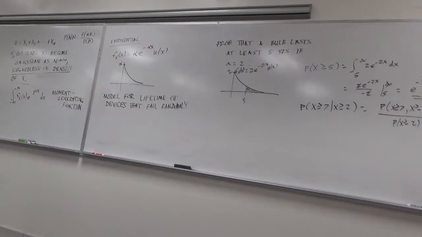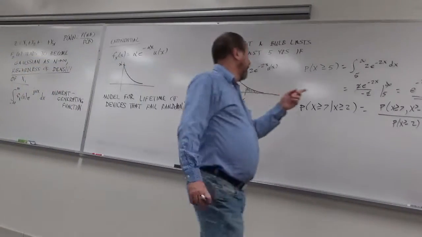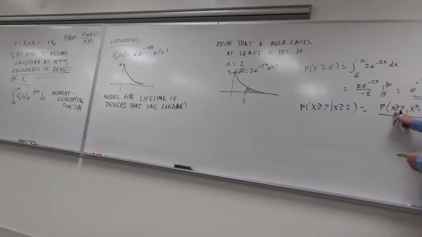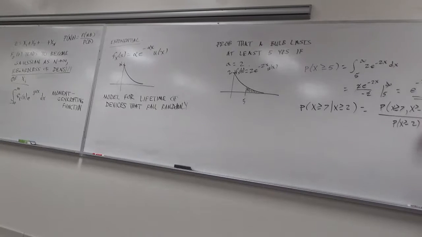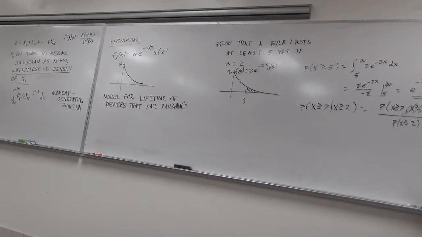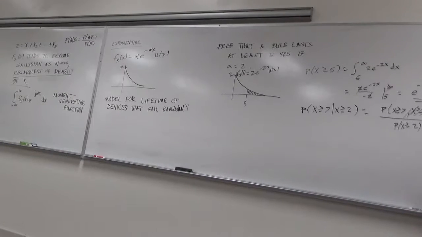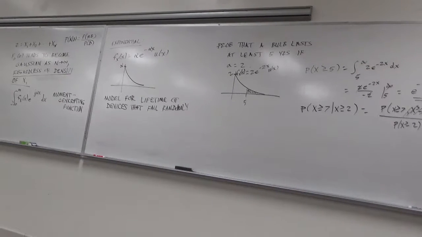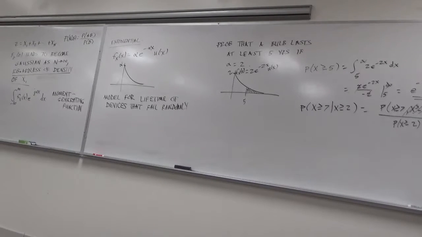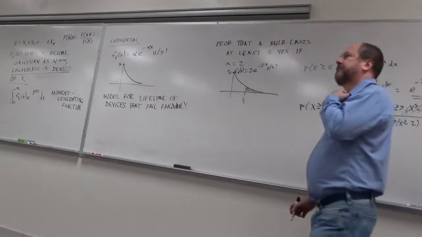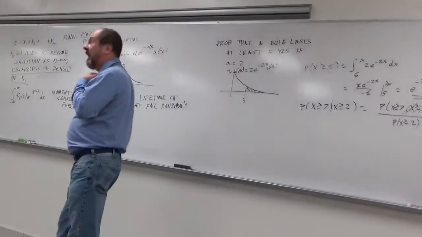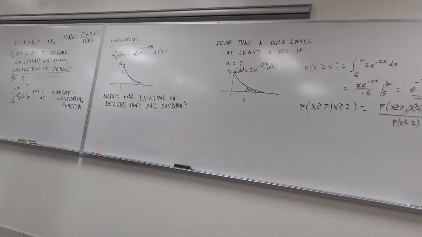Okay, so this numerator turns out to be pretty easy. What is it? X greater than or equal to 7 and x greater than or equal to 2. If you do and, you don't need that one. Okay, x greater than or equal to 7 is the integral of 2e to the minus 2x from 7 to infinity dx. X greater than or equal to 2 is the integral from 2 to infinity of 2e to the minus 2x dx. Okay? In other words, it's already lasted 2 years. What's the probability that it's going to last another 5 years?